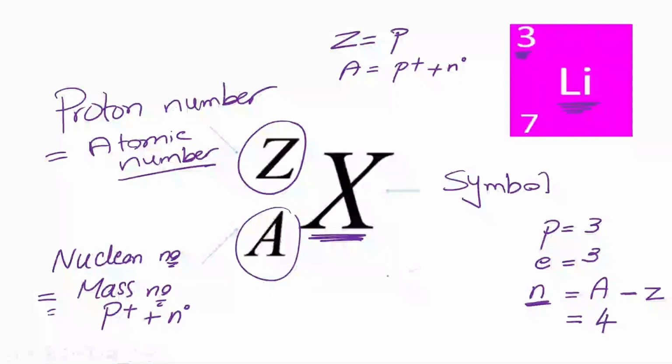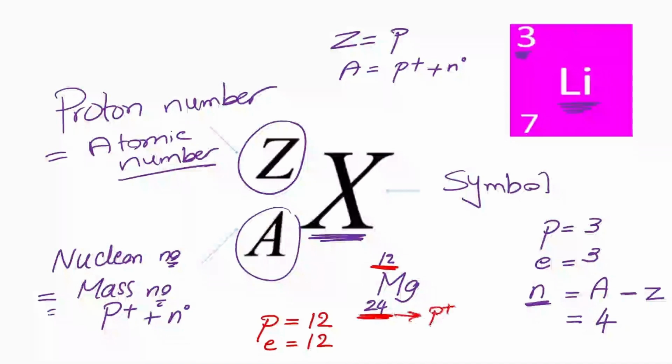Let's work out another example. For example, we have magnesium, Mg, 12, 24. 12 is the proton number. The proton number is 12. What about the number of electrons? Also 12. As we know, the number of protons is equal to the number of electrons. What about the 24? The 24 is equal to the protons plus the neutrons. So can we find how many neutrons? Yes. We apply the formula A minus Z. A is equal to 24 minus 12 is equal to 12. So how many neutrons are there in the magnesium atom?